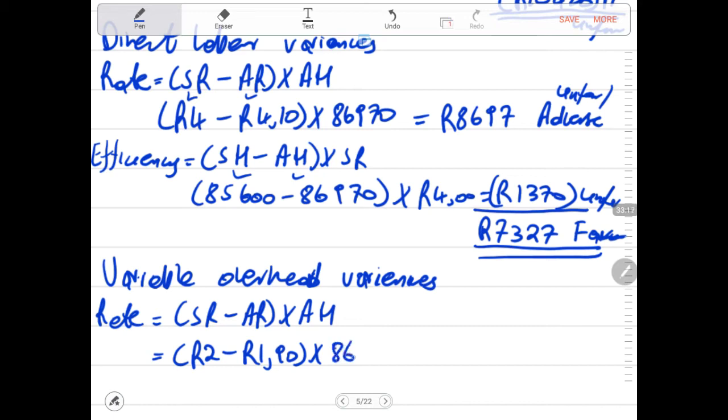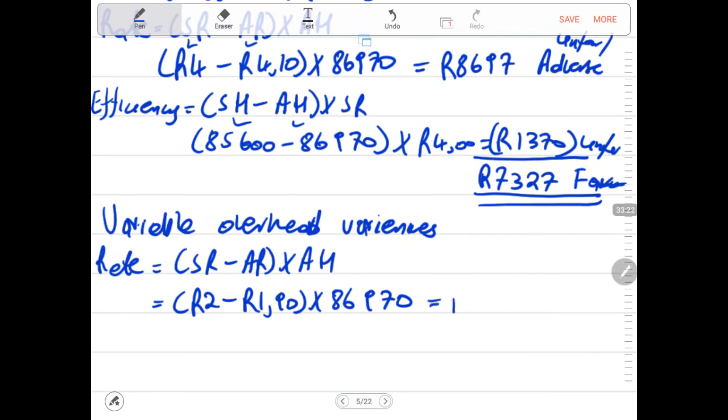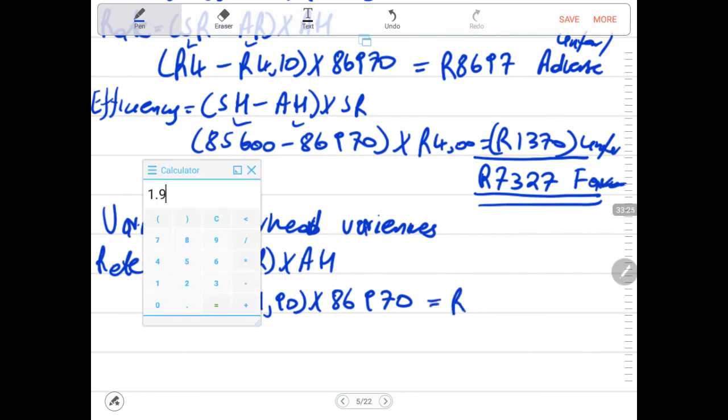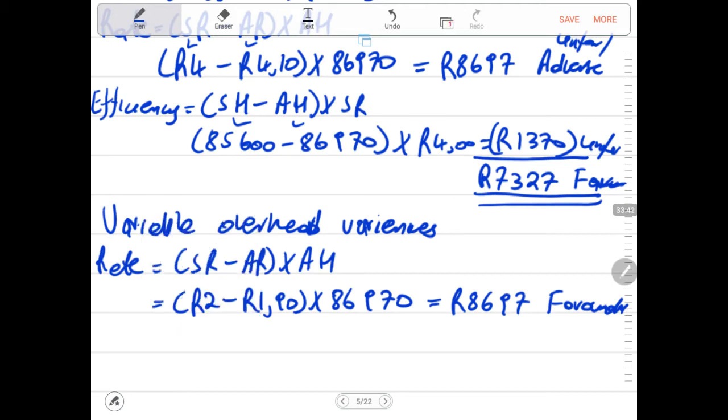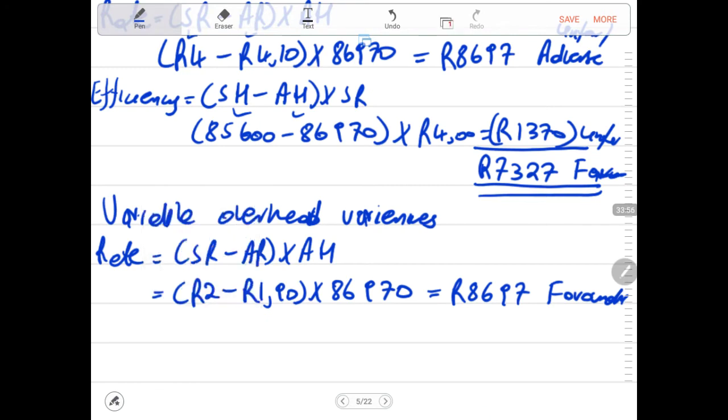Times by actual hours, 86,970. So now this will give us a variance that is likely minus 2 times by 86,970. This will be favorable, 8,697, and it is variable. Remember, the reason why I'm saying favorable is because we said 2 rand that we budgeted minus 1 rand 90 that actually took place times by 86,970. So that is where that 8,697 is coming from, and is favorable.